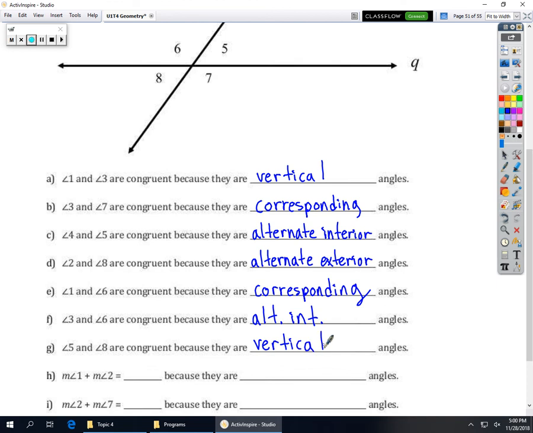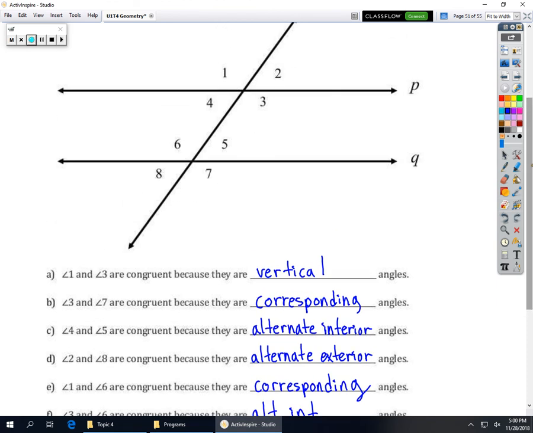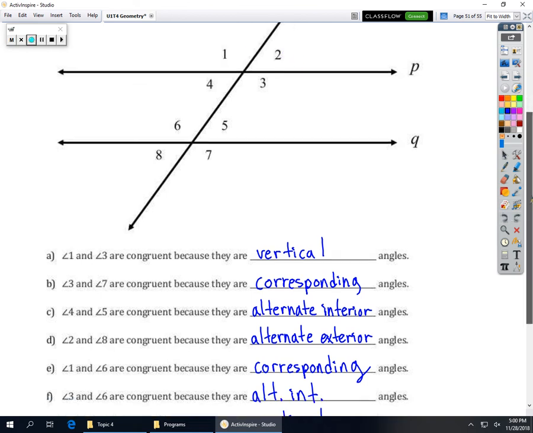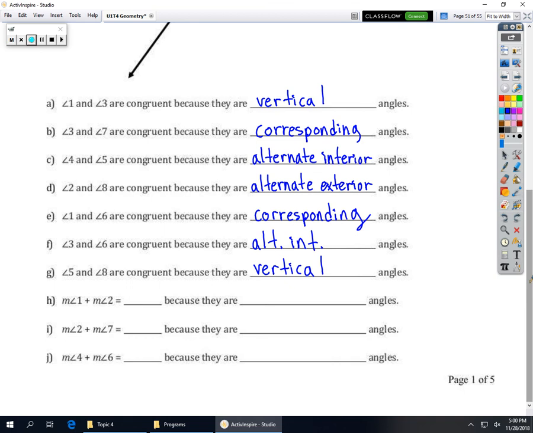All right. Now we got H, I, and J. So measure of angle 1 and 2 add to what? Well, they're next to each other. They add to 180, and we call those supplementary angles. So measure of angle 1 and 2 are 180 degrees because they are supplementary angles. We can also call them a linear pair because they are touching. 1 and 2 are right directly next to each other. I think the word was adjacent.